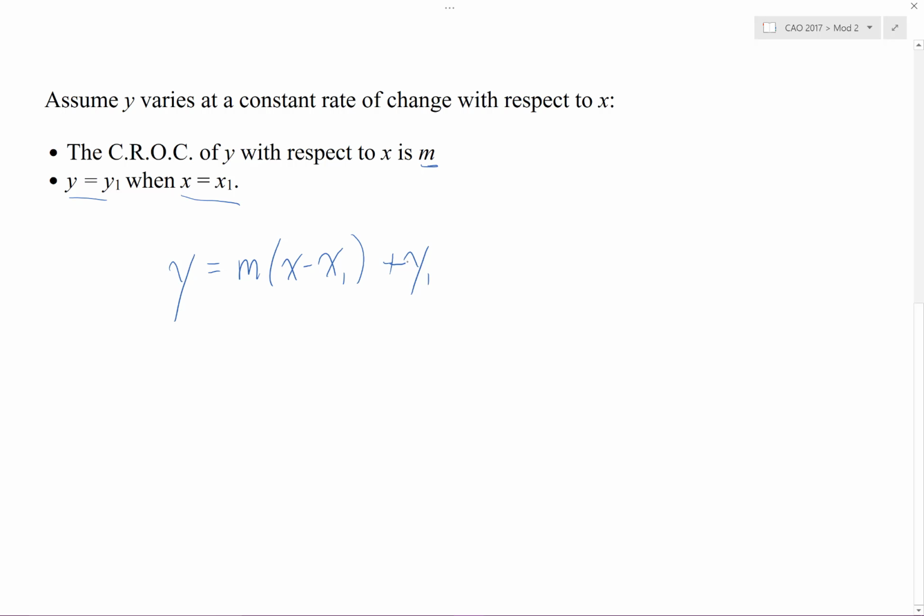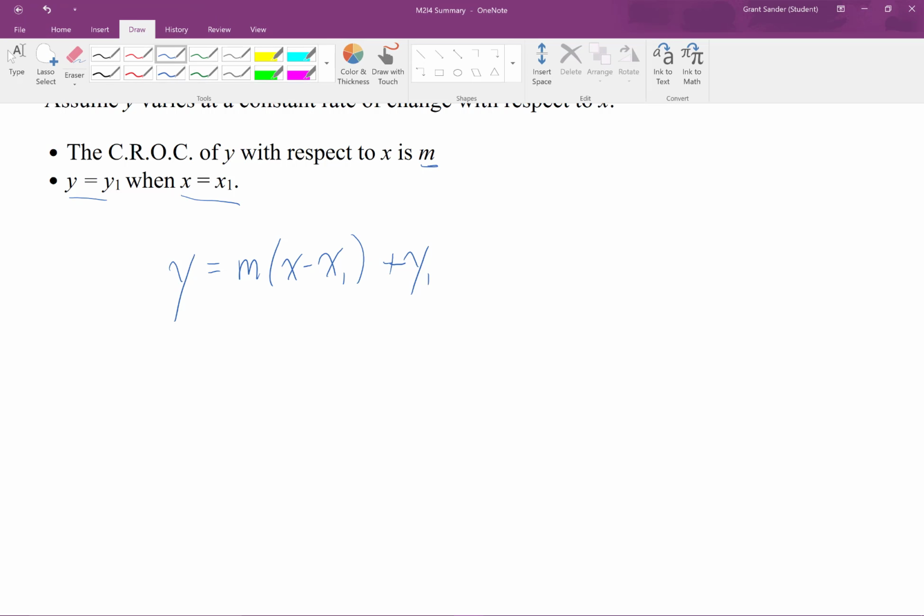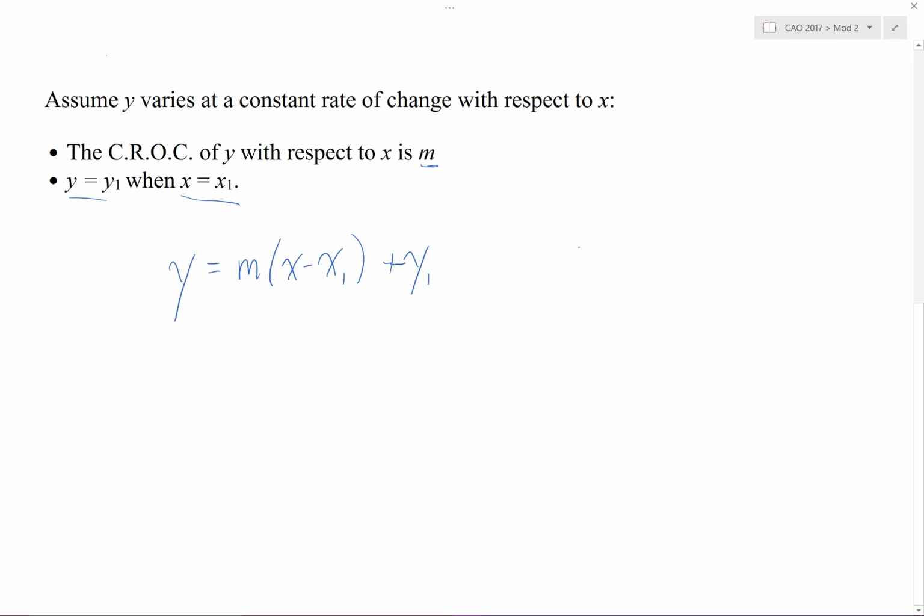Now each part of this formula has a special meaning. So we'll draw a graph to keep track of our quantities. So we know that when x equals x1, then y is equal to y1. So we can place a reference point, (x1, y1), on our graph.